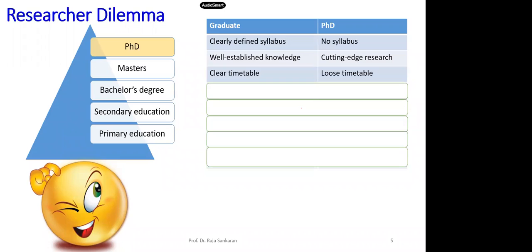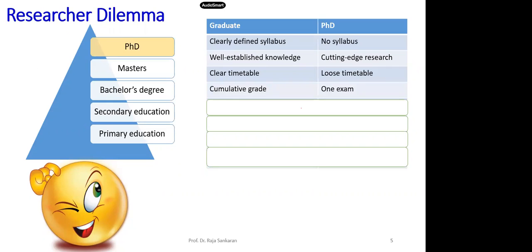Why do we call it a loose timetable? Because the day when we join and the day when we become a doctorate, there would be a difference. Some could finish in 3 years, some in 5 years, some even take a decade. So there are no clear-cut defined timelines with respect to the process by itself.